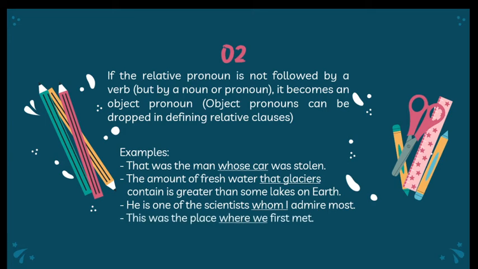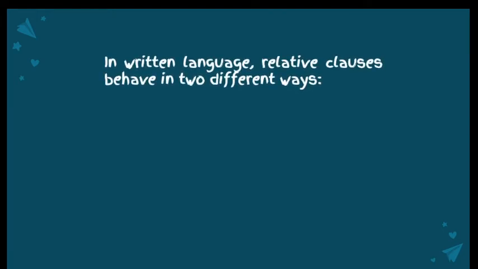This was the place where we first met. The relative pronoun where is followed by the pronoun we. Let's continue. In written language, the relative clauses behave in two different ways.